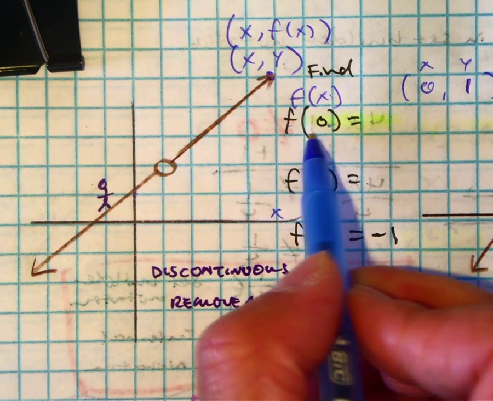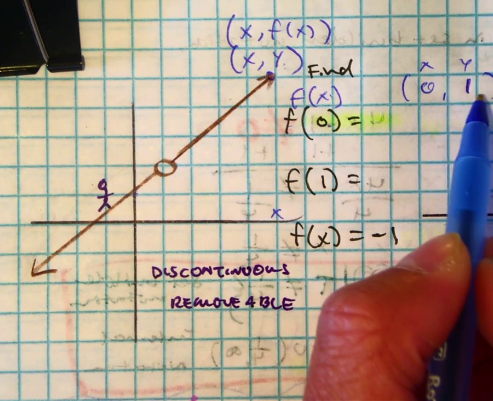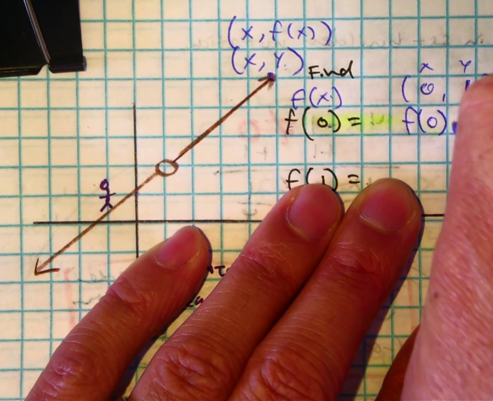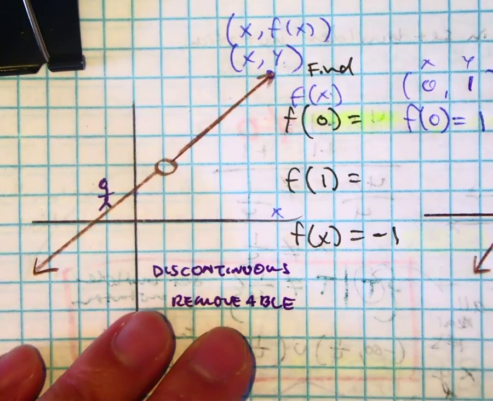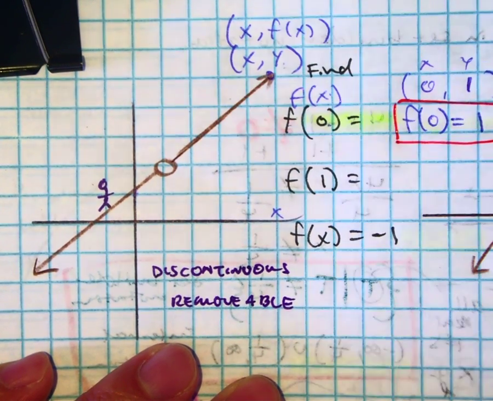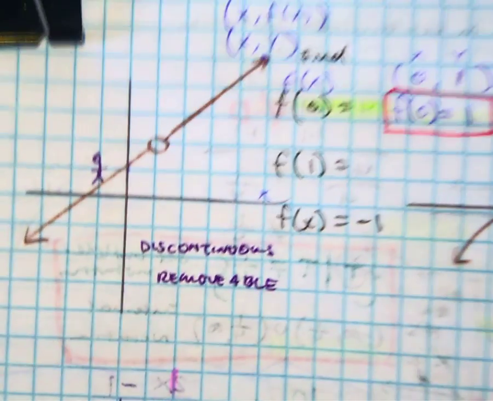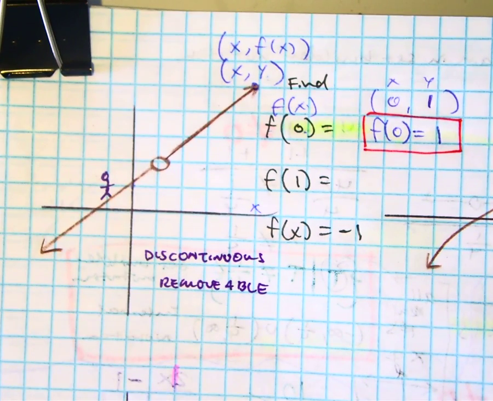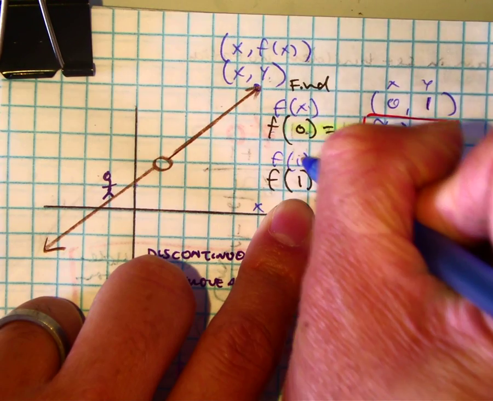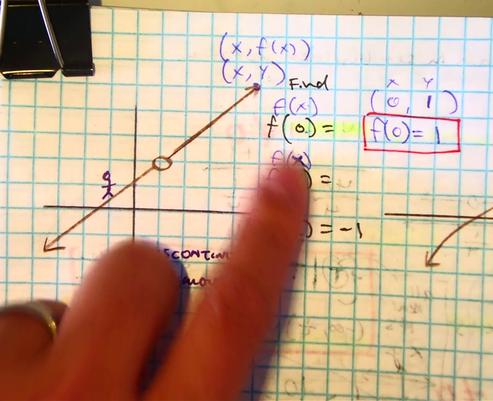Well, we don't write 0 comma 1 as our answer. We're going to write that in function notation. So that would be f of 0 equals 1. f of 0 equals 1 is my answer. Let's do the second one. Class, what's my x value? 1. f of 1. My x value is 1.